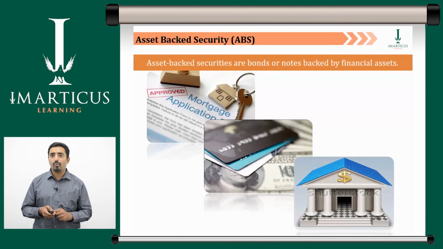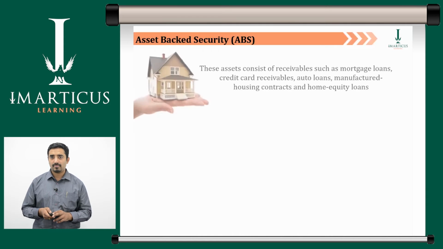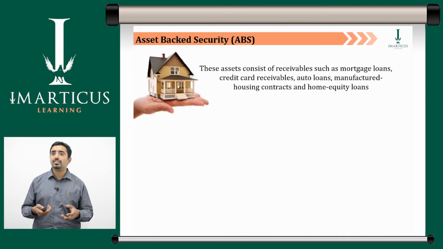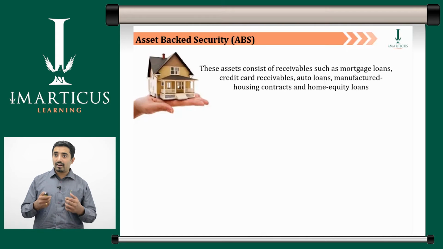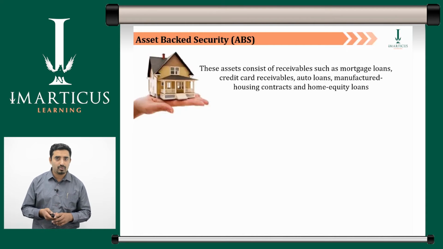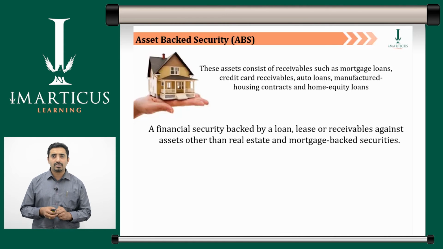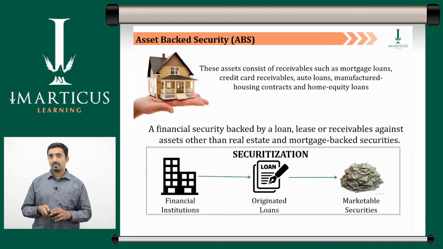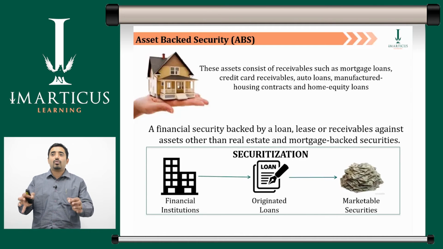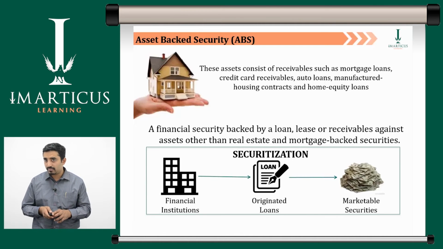Asset-backed securities are bonds or notes backed by financial assets. These assets consist of receivables such as mortgage loans, credit card receivables, auto loans, manufactured housing contracts and home equity loans. Asset-backed securities are a financial security backed by a loan, lease or receivables against assets other than real estate and mortgage-backed securities. Because any asset backed by real estate is usually called mortgage-backed securities.